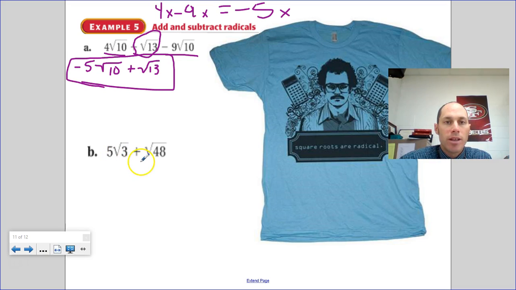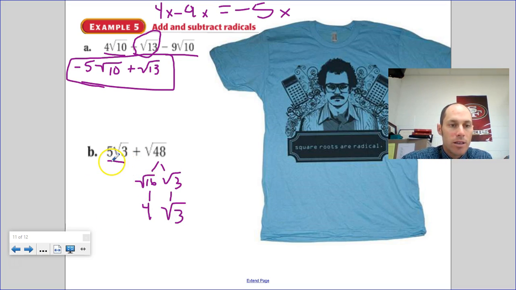Next example, you notice we don't have any like radicals. Well, that's probably because we haven't simplified yet. 5 square root of 3, that can't be simplified. But I'm guessing square root of 48, we can simplify. Think of our perfect squares. We've got 4, 9, 16, 25, 36, 49. 16 sounds about right. 16 times 3. And square root of 16 is 4. Square root of 3 is not perfect, so we have 4 square root of 3.